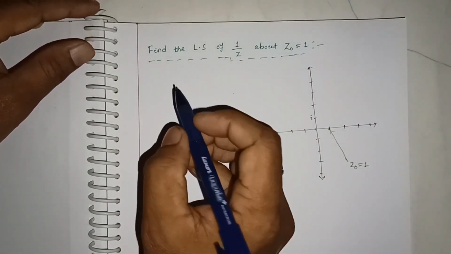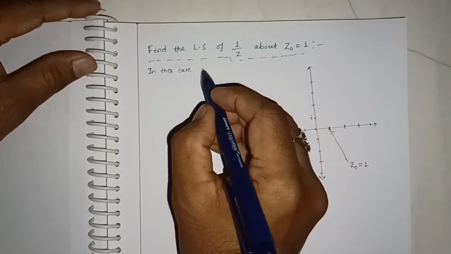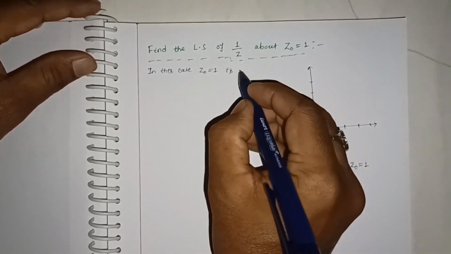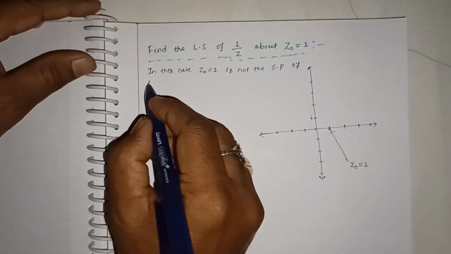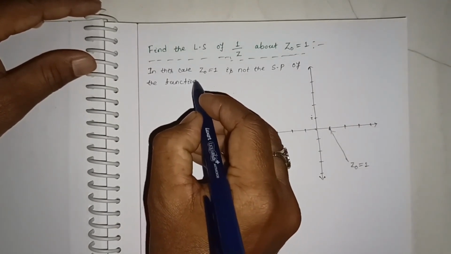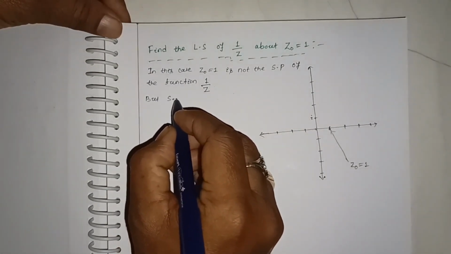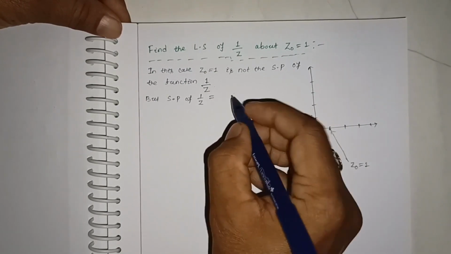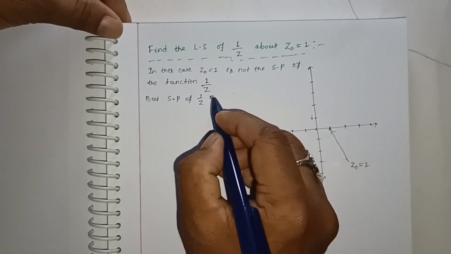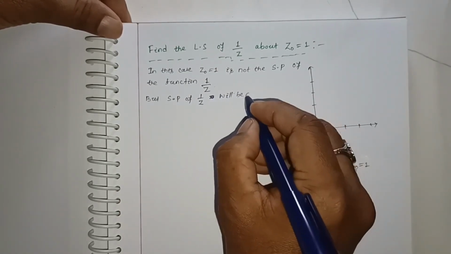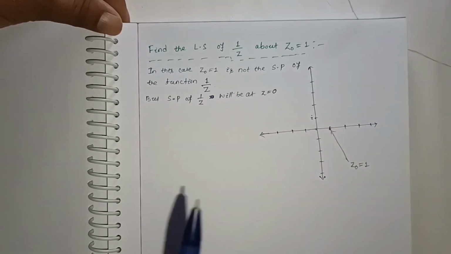So same thing I have to write here. In this case z0 equal to 1 is not the singular point of the function 1 by z, but the singular point of 1 by z will be at z equal to 0. z equal to 0 is the singular point of the 1 by z function, right?